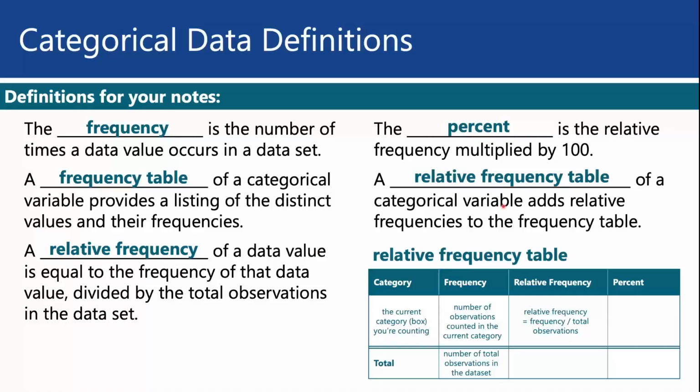The percent is the relative frequency multiplied by 100. So these are mathematically very similar numbers. This is just taking this number here and multiplying it by 100. Your percent should always tally up to 100% when you have a simple categorical variable, and your relative frequency should always tally up to 1.